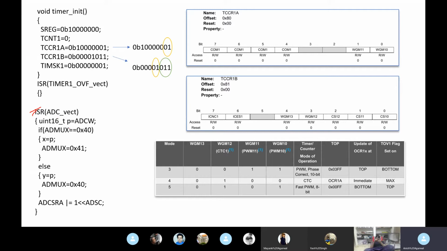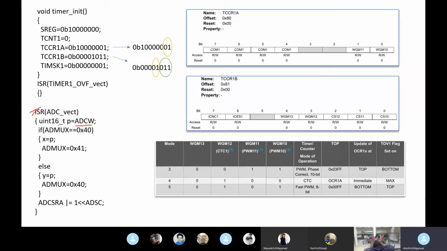Okay, so ADCW. Whenever we do the start conversion, as soon as we set the ADC start conversion bit, ADSC, to 1, the conversion starts, and ADCW is an internal variable of the microcontroller which stores the converted value. Suppose we give a voltage of 2 volts, it will become 409. So this ADCW variable stores the value of 409. We have defined a variable named P, and we are storing the value in P.